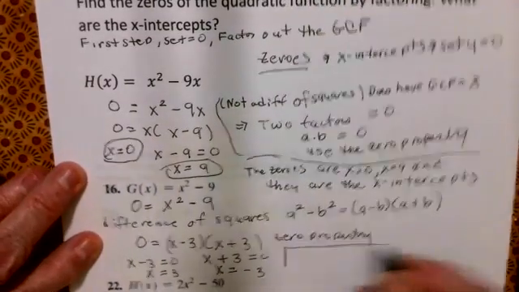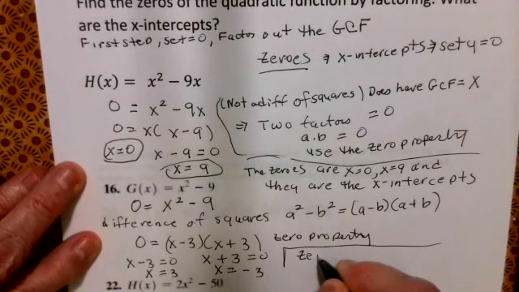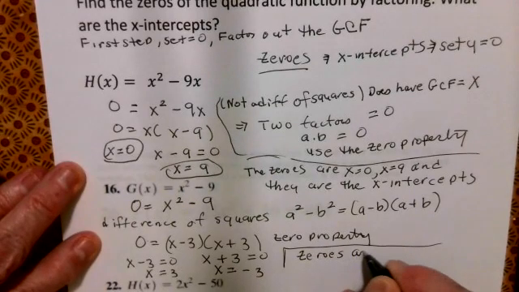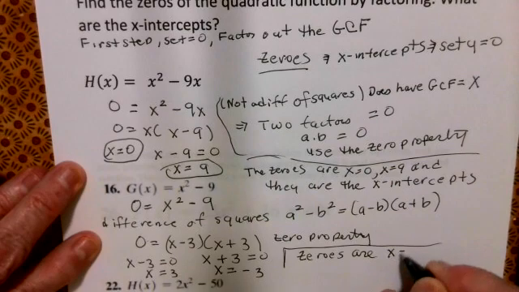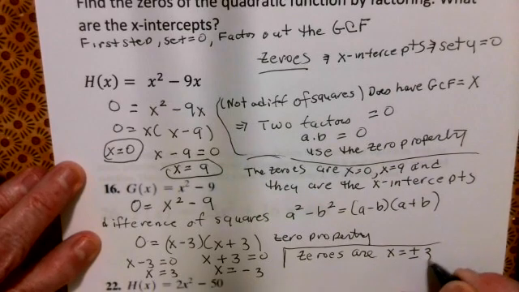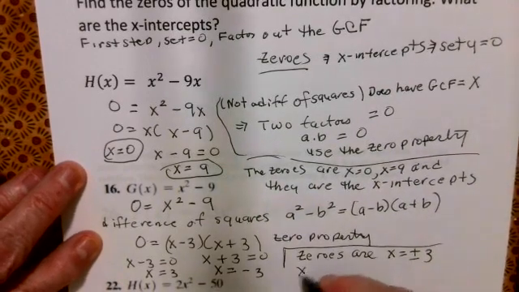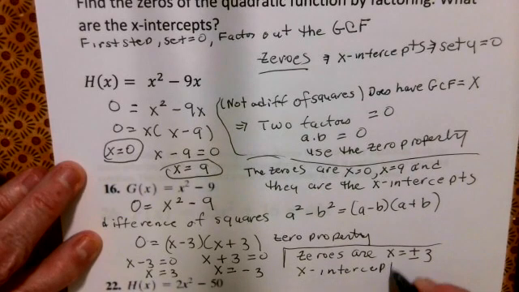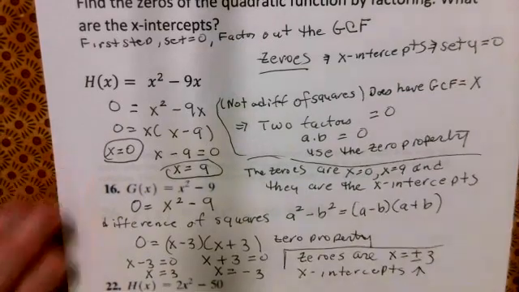So the zeros are x equal plus or minus 3. Let's say it like that. And that's the x-intercepts. Same thing.